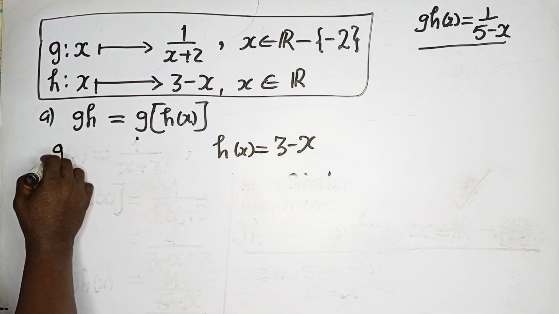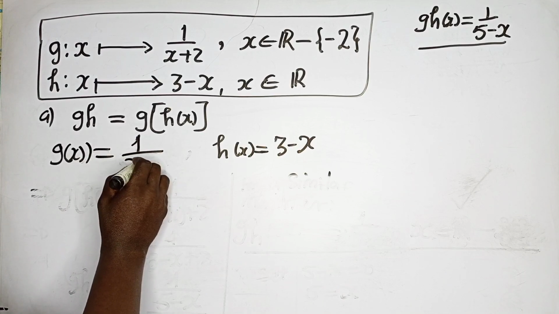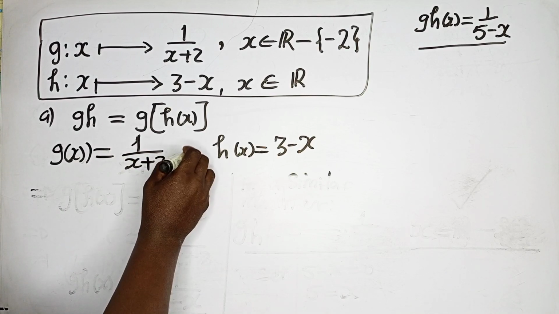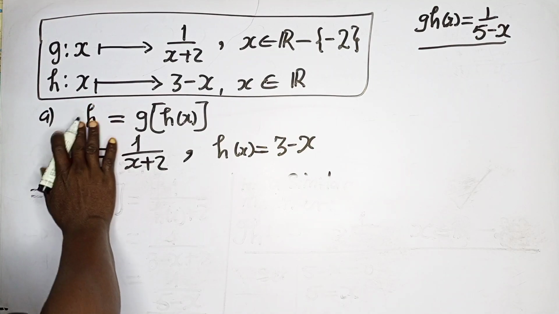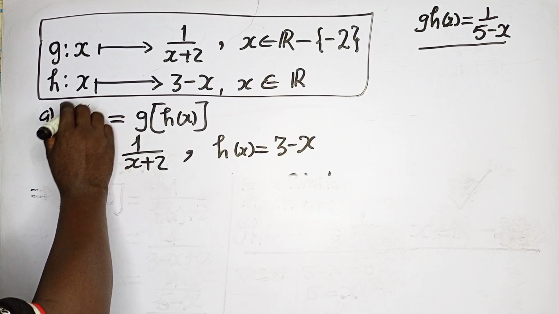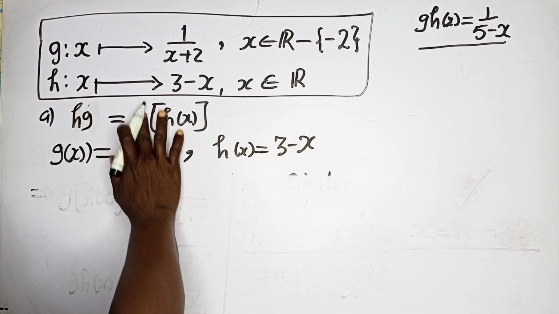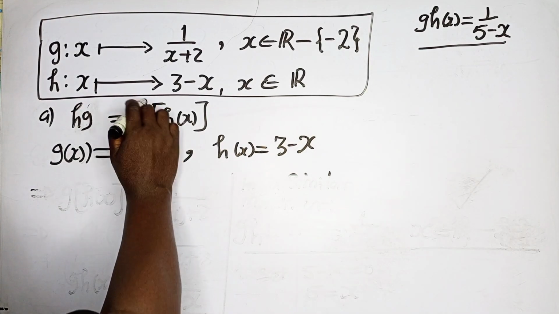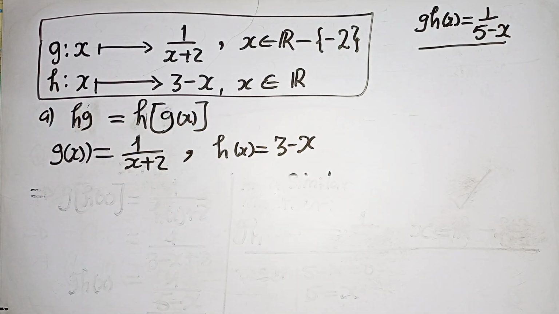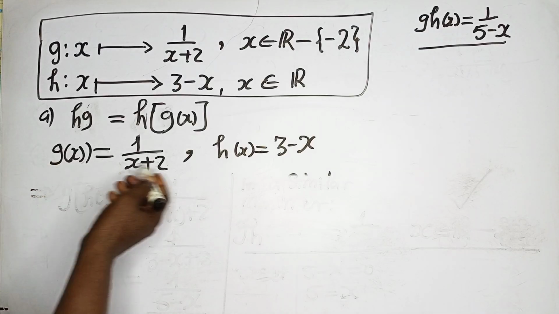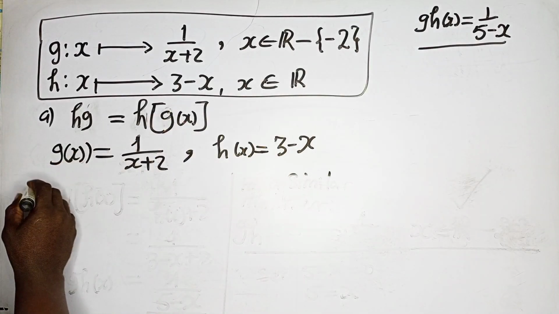Our g of x remains the same. The shorthand form of our expression for g of x remains the same. Now, hg of x. hg simply means h is going to be the outer function here now, and inside we're going to have g of x. This is our g of x, this is our h of x. So what is h of g of x?